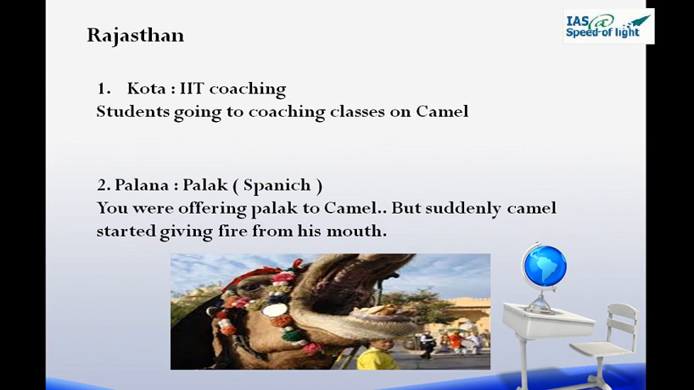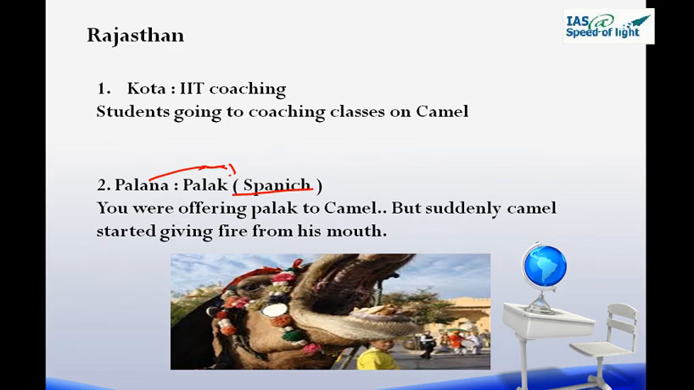So Rajasthan or camel, first thing is Kota. Kota is IIT coachings for us, and camel we are using to go from our home to the coaching institute without burning our feet. So Rajasthan or camel, first thing we are relating is Kota or IIT coachings with fire. The second thermal power plant is Palana. From Palana we get Palak, and Palak is a Hindi word for spinach.